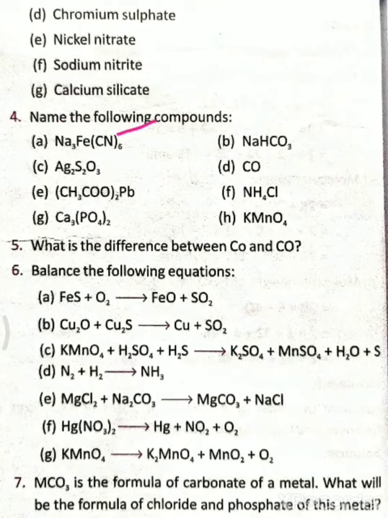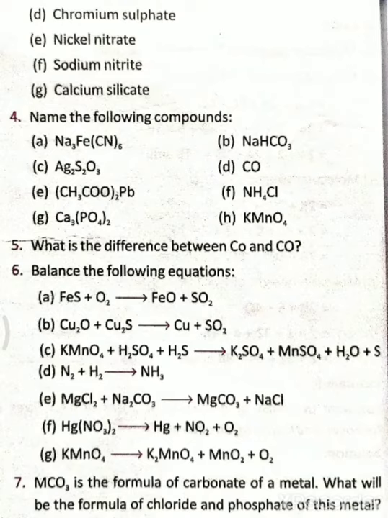Remember, if fewer numbers are there, that is ferricyanide. If more numbers are there, that is ferrocyanide. That's why for Na3FeCN6, that is ferricyanide, and if Na4FeCN6 is there, the name will be sodium ferrocyanide.